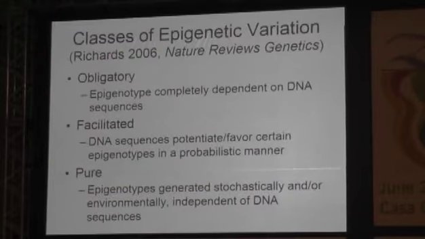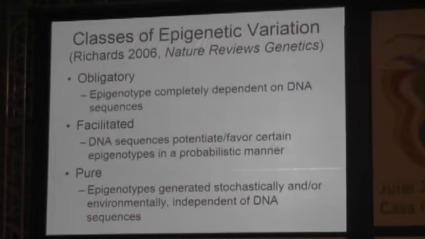Richards in 2006 recognized three different categories of epigenetic mechanisms and epigenetic variation. And I think that this division is a very good heuristic. There's obligatory epigenetic variation, which from an evolutionary standpoint might be less interesting than the other two types. This is where the epigenotype is just a downstream read of the DNA nucleotide sequences, so that whatever the nucleotide sequences are, there's a series of things that are set in motion that set up some epigenetic pattern.